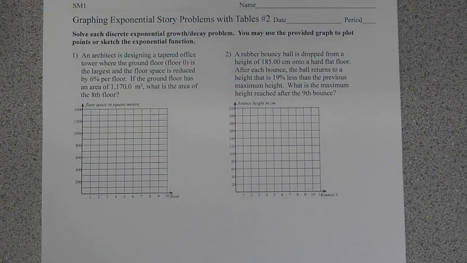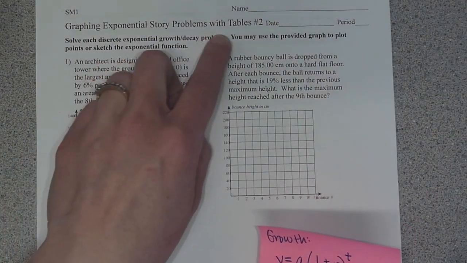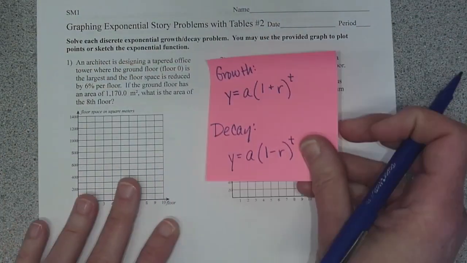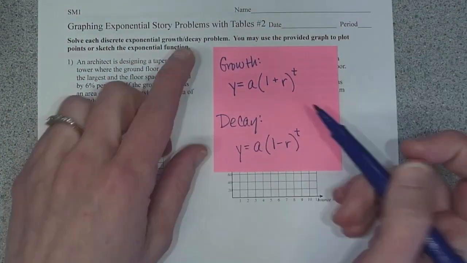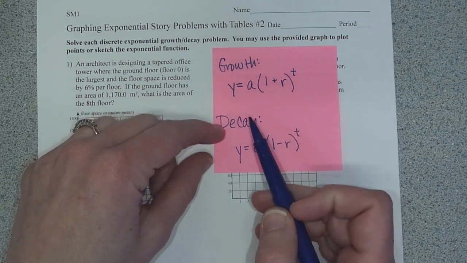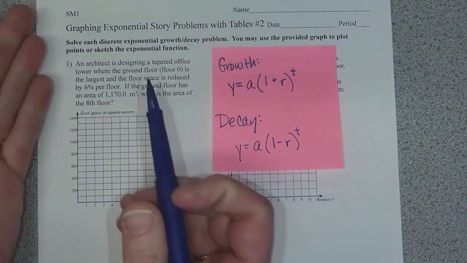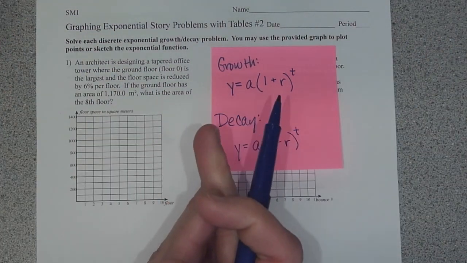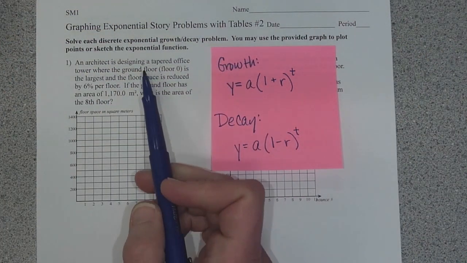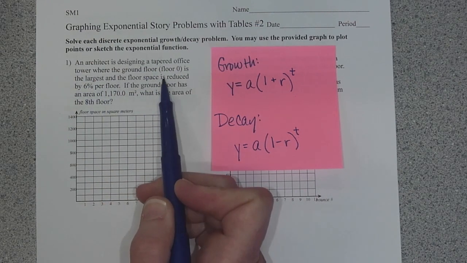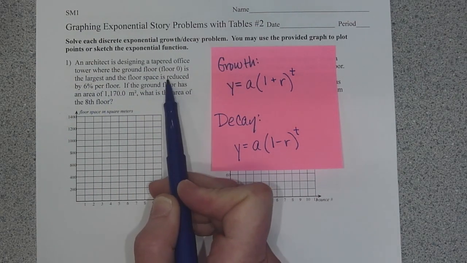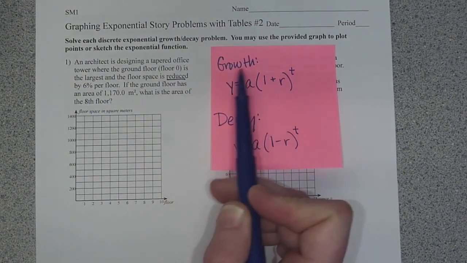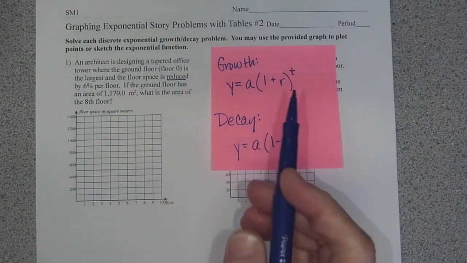If you remember from the last one where we had tables number 1, we have these two formulas. We have our exponential growth formula and we have our exponential decay formula. So let's figure out, are the floors getting bigger or are they getting smaller as we go up the building? It says the floor space is reduced by 6% per floor. So if it's reduced, it looks like we're going to be doing decay because it's getting smaller.